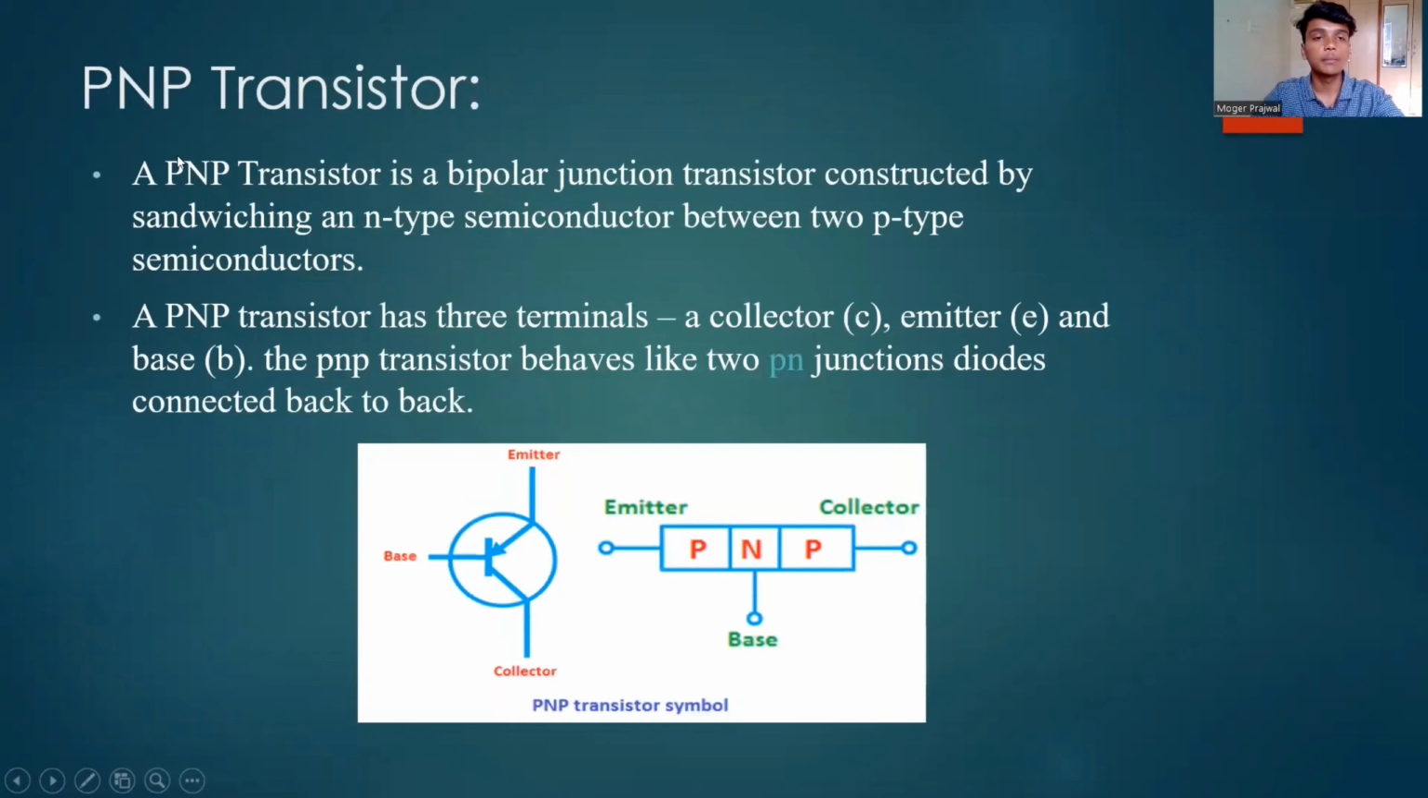Second type is PNP transistor. A PNP transistor is a bipolar junction transistor constructed by sandwiching an n-type semiconductor between two p-type semiconductors. A PNP transistor has three terminals: a collector, emitter, and base. The PNP transistor behaves like two PN junction diodes connected back to back. This is the circuit diagram of PNP transistor and this is the symbol of PNP transistor.